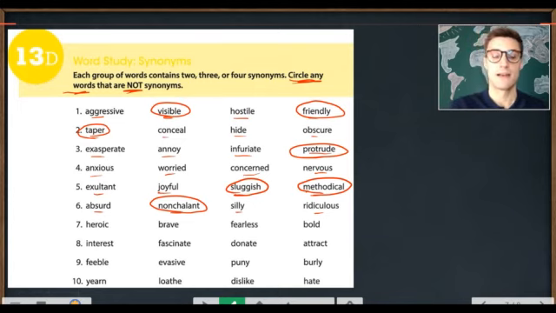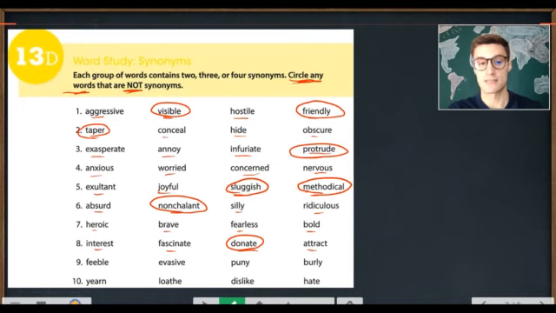They are synonyms. Number 7, heroic, brave, fearless, bold. Which are not synonyms? All of them are synonyms. Number 8, interest, fascinate, donate, attract. I see 1 that is not a synonym. Donate, but interest, fascinate, attract, they're synonyms. Number 9, feeble, evasive, puny, burly. Which word or words are not synonyms? Evasive and burly are not synonyms. Feeble and puny are. They mean small in stature or weak, not strong.